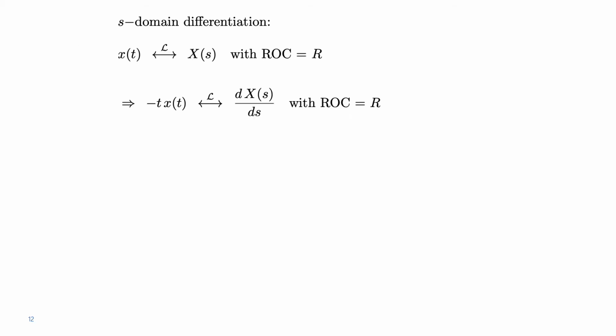And what about differentiating in the S domain? This is also very interesting and can be very useful also in our calculations. So if we have the derivative of X(s) in the S domain, then the anti-transform of such a function would be minus t x(t), where x(t) was the original anti-transform of X(s). The region of convergence doesn't change.